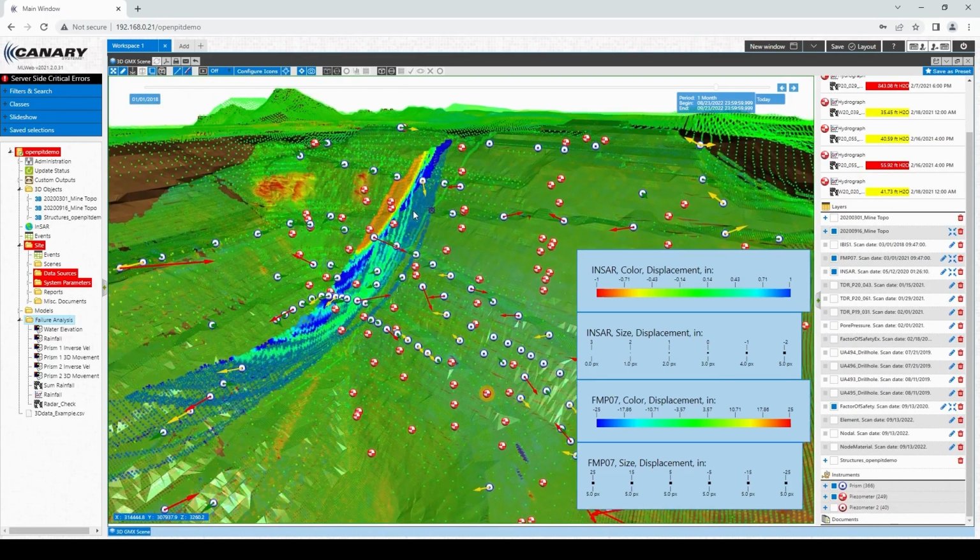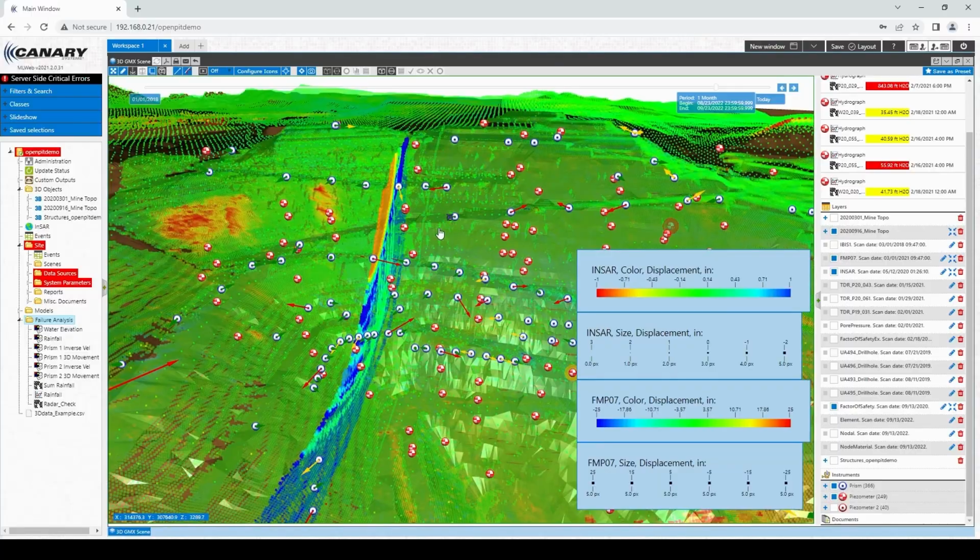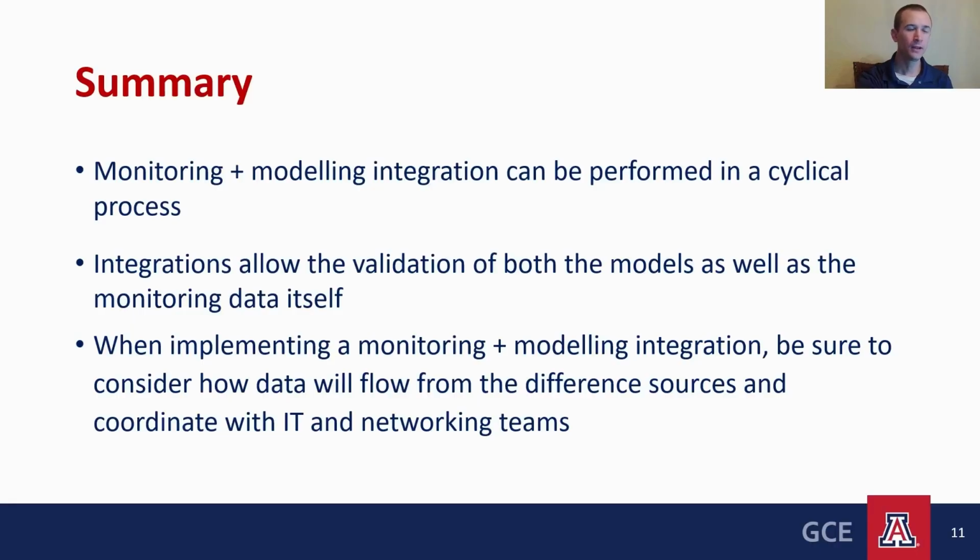We'll now move back to the presentation to summarize what we've discussed. In summary, monitoring and modeling integration can be handled in a cyclical, near real-time process. The integrations allow the validation of both the models as well as the monitoring data itself to provide the checks and balances in a dynamic system.